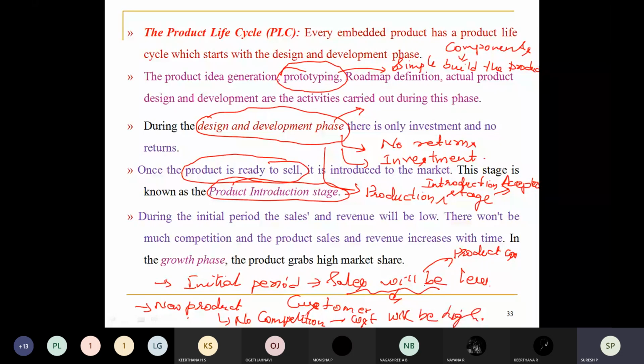So you are going to have the growth phase, which is a period where the product grabs high market share. If there is no competitor, obviously if it is a good brand, the product is going to hit. If it is not a good one, then obviously the product is going to fail, and whatever money you have invested in design and development is going to go to waste. So that is the phase where your revenue will be low. Since there is not much competition, as the period increases, your sales will also increase, and the revenue will also increase over a period of time.